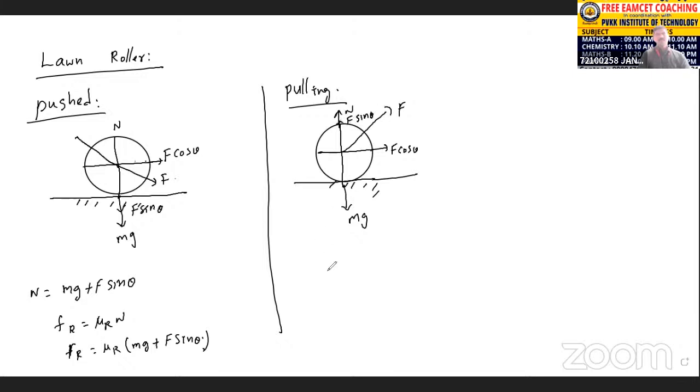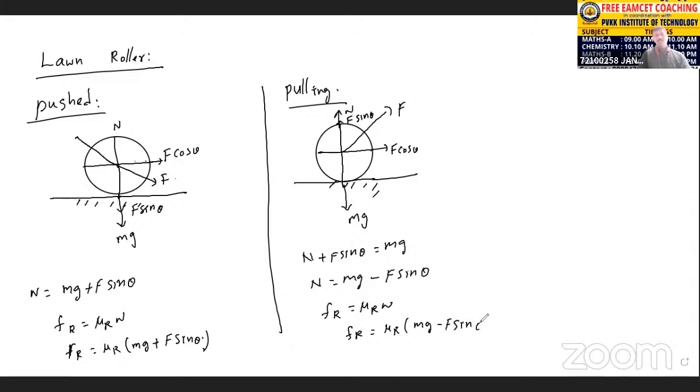The pulling force is divided into two components. Observe that the upward force is equal to the downward force: n plus F sin theta is equal to mg. So n is equal to mg minus F sin theta. According to rolling frictional force, Fr is equal to mu r into n, where n represents mg minus F sin theta. Observe that this expression represents the pulling force, and that one represents the pushing force.